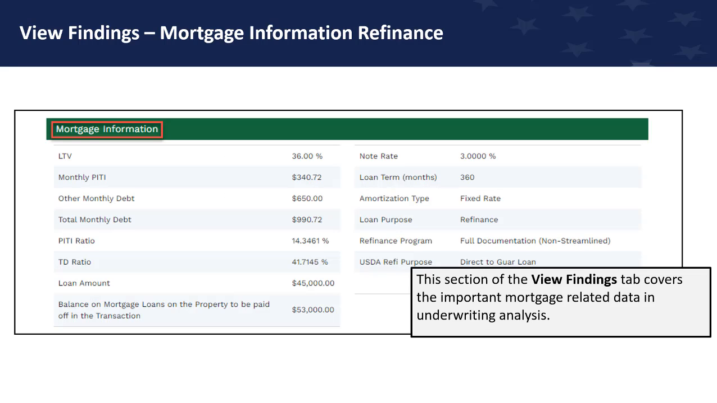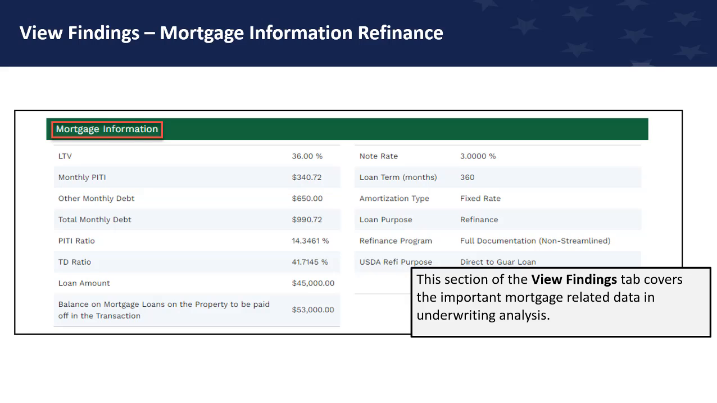The next section of the View Findings is the Mortgage Information section. The information in this section includes LTV, loan to value ratio. This is populated based on the loan amount and appraised value data input into GUS. Monthly PITI, principal, interest, taxes, and insurance. This is calculated based on the loan request and includes the annual fee for the first year. Other monthly debt. This is a sum of monthly payments owed by the borrowers. Total monthly debt is the sum of other monthly debt and monthly PITI.